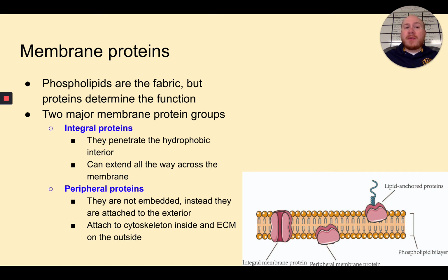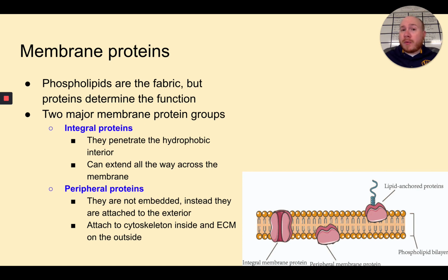Now, the parts of the fluid mosaic that aren't phospholipids are things like proteins. So membrane proteins are going to be part of our mosaic. The phospholipids are like a fabric, but the proteins actually determine the function of that part of the membrane, as well as the cell oftentimes. So cells that have specific jobs, like a nerve cell, will have very specific membrane proteins, like receptor proteins.